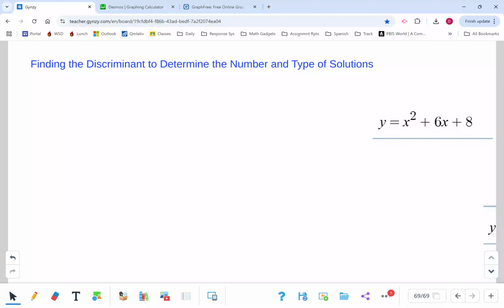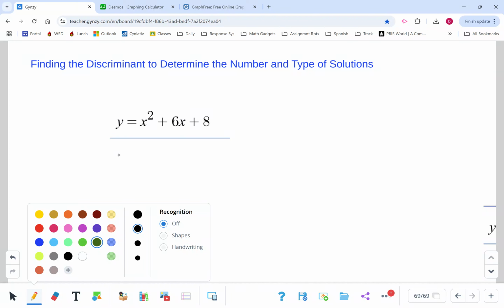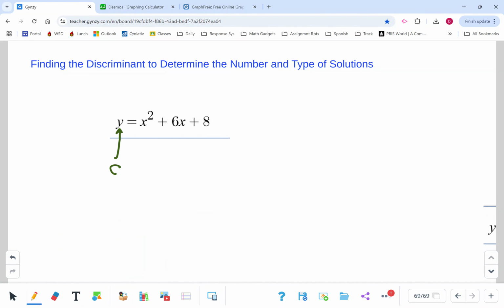Okay, well, we're on the topic of finding the discriminant to determine the number and type of solutions. We'll talk about what the discriminant actually is as we go along, but I want to start out with this idea. If I give you this quadratic equation to solve, and I say, please find out what x is when y is 0, I'm really asking this question. What numbers would you have to put in for x in order to get 0 for y?